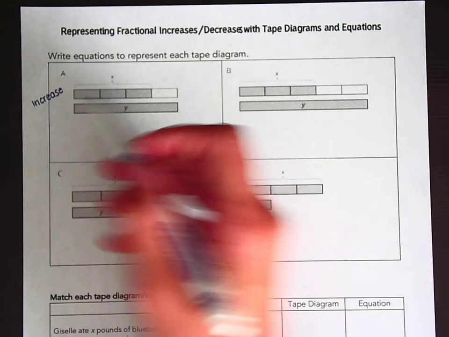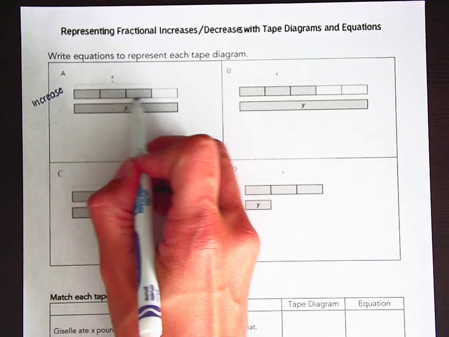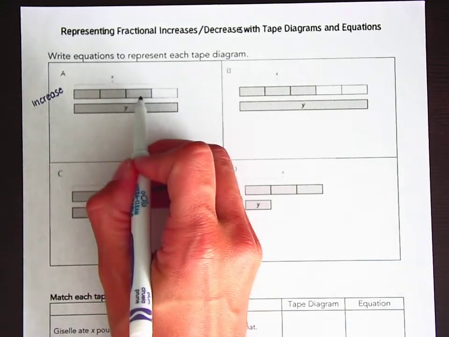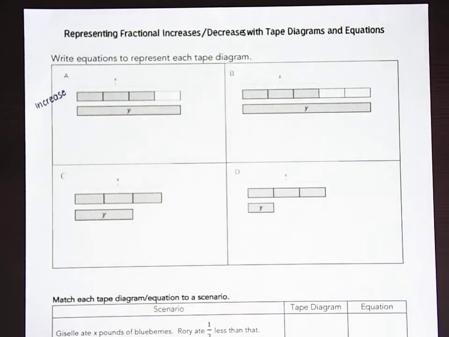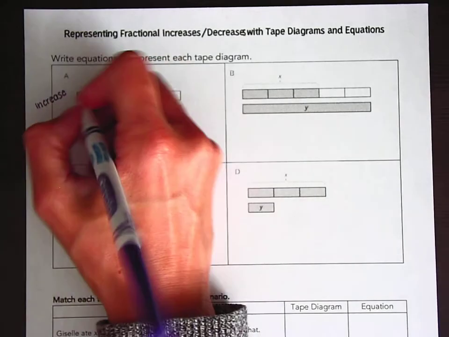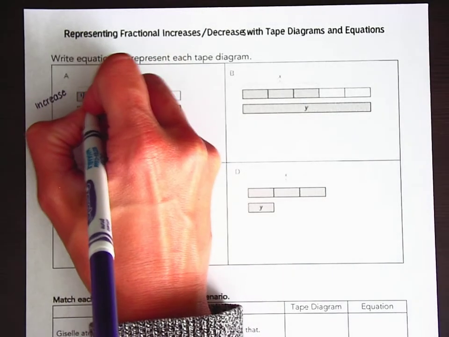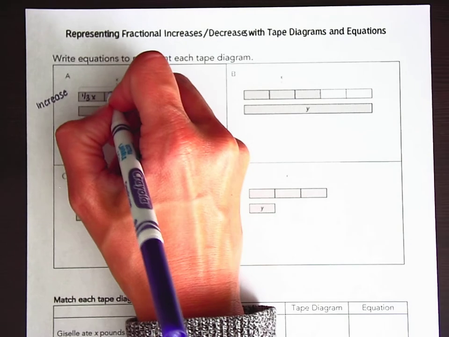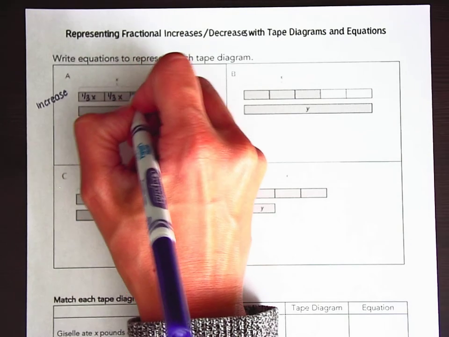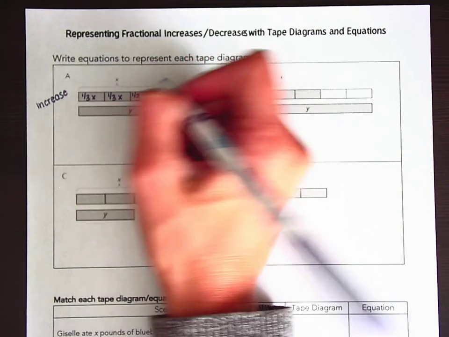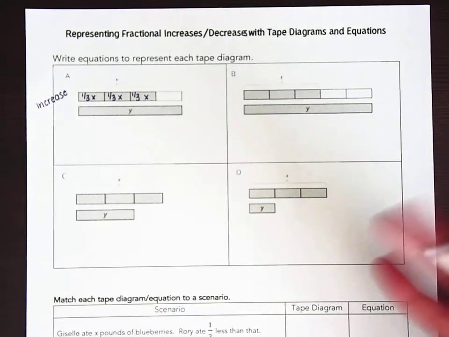So now what we need to do is take a look at x. These three shaded boxes make up x. And each of these boxes, since it's split into thirds, represents 1/3 of x, or 1/3 x. We can't simply say 1/3 because we don't actually know what the value of x is.